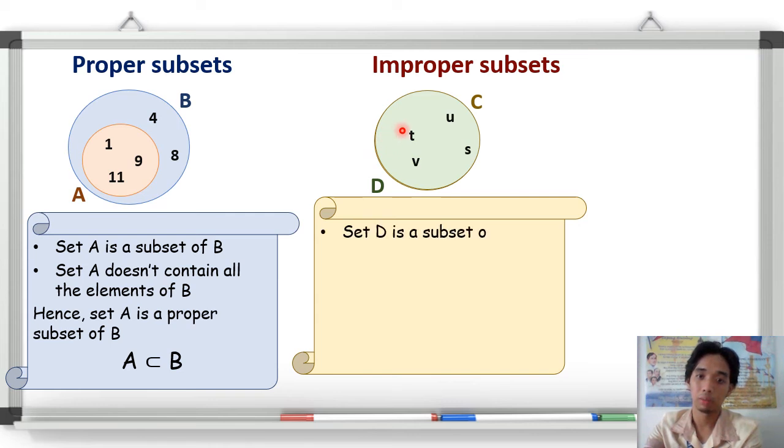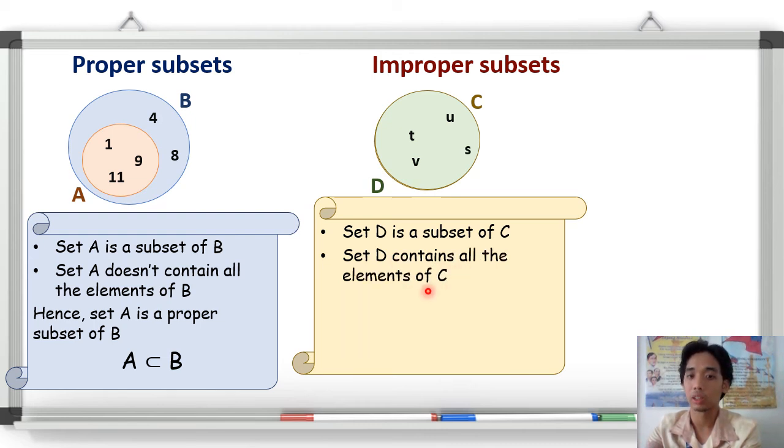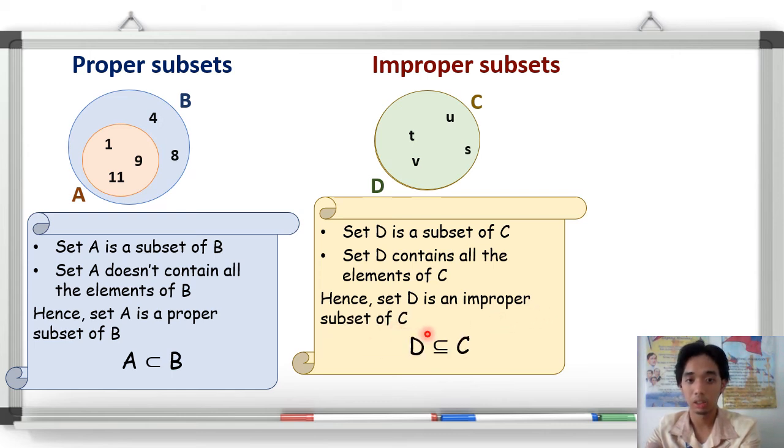Next, the improper subsets. Set D is a subset of C. And set D contains all the elements of C, meaning they are equal. All of the elements of D is also an element of C. Hence, set D is an improper subset of C, denoted by this.